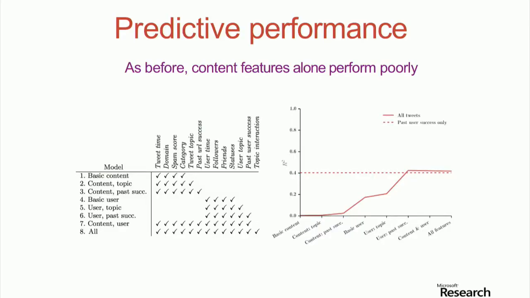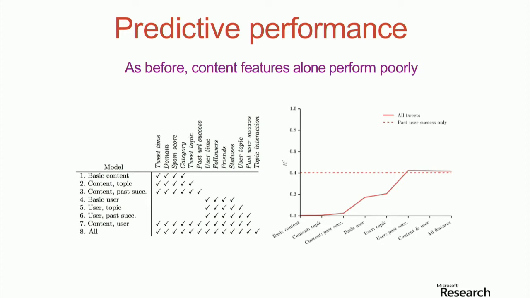So anyway, we can put all of this stuff into our even fancier model now, and what do we find? This is the overall result. We have a series of models of increasing complexity. Some of these models have just content. Others have just user data. Others have user and content data. And then finally, the kitchen sink model has everything plus the interaction terms. And what we're showing you here is the R squared as we go from very simple to increasingly complex models.